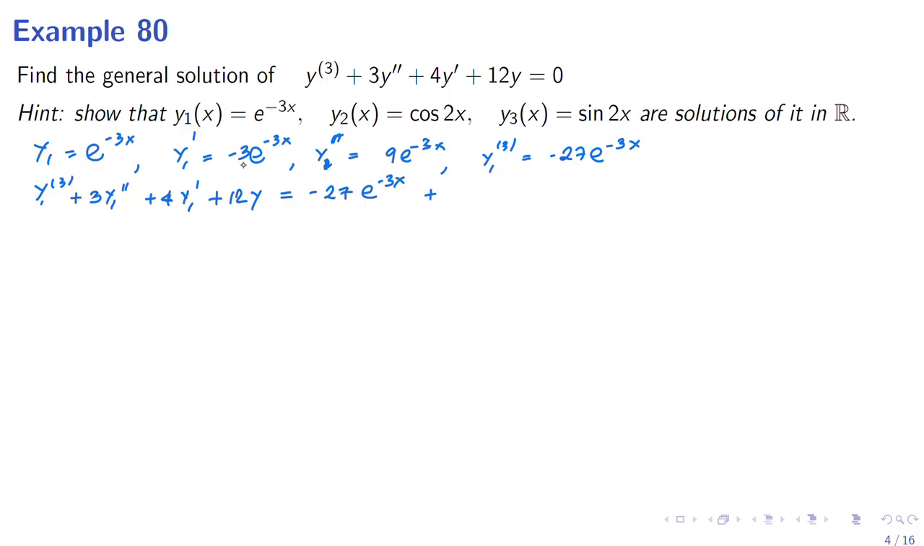plus 3 times 9, which is 27 e to the minus 3x. The next term, 4 times minus 3, which is minus 12 e to the minus 3x. The last term is plus 12 times y. y is e to the minus 3x. So we can see that these two terms cancel out and these two terms cancel out and it equals 0. Therefore, y1 is a solution.